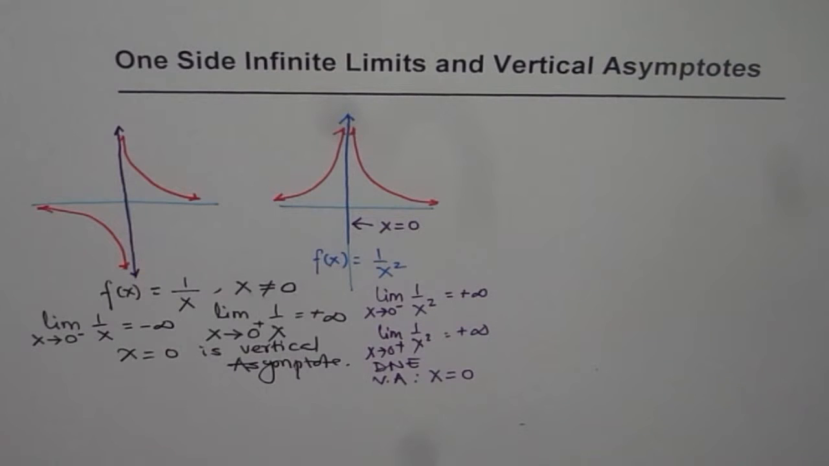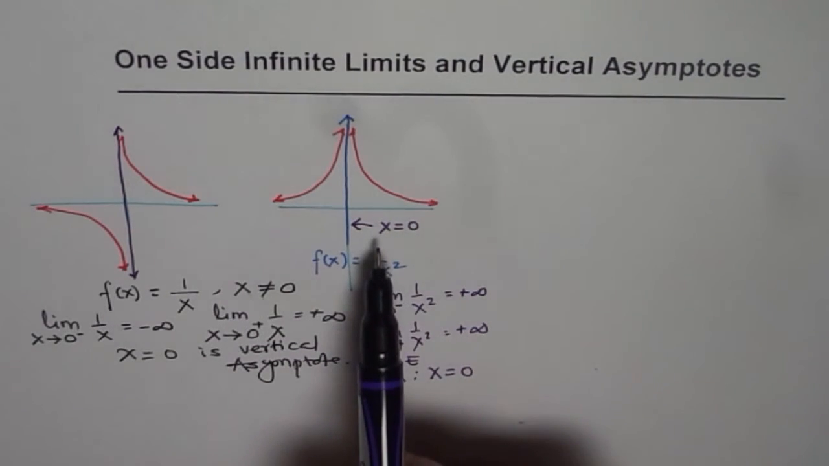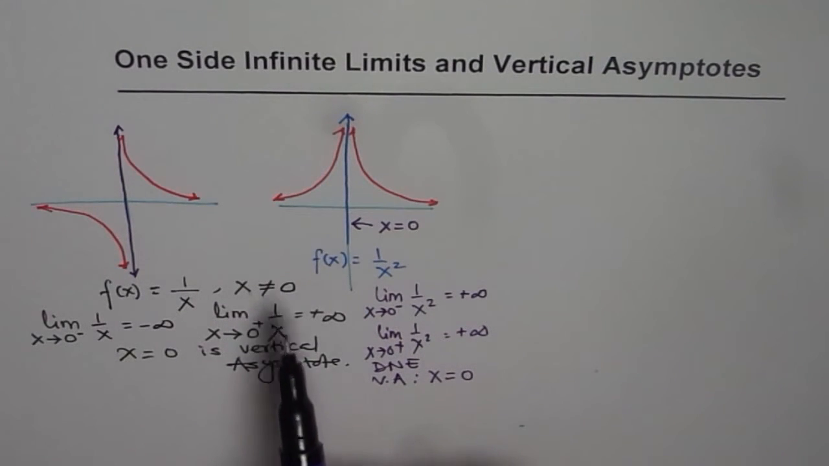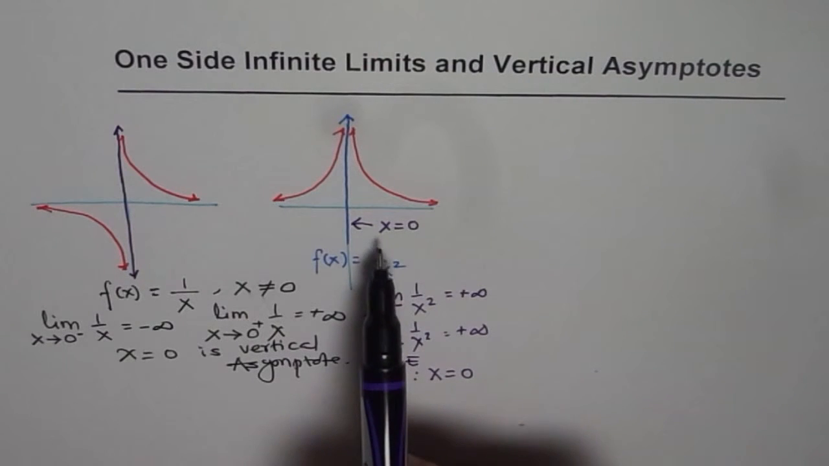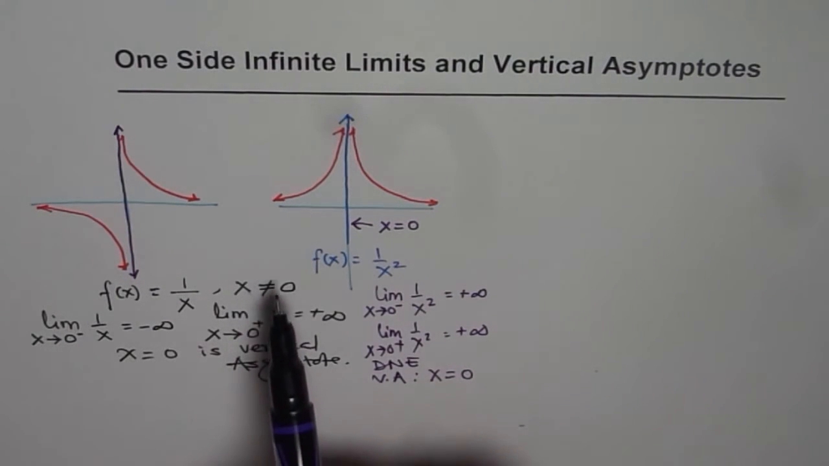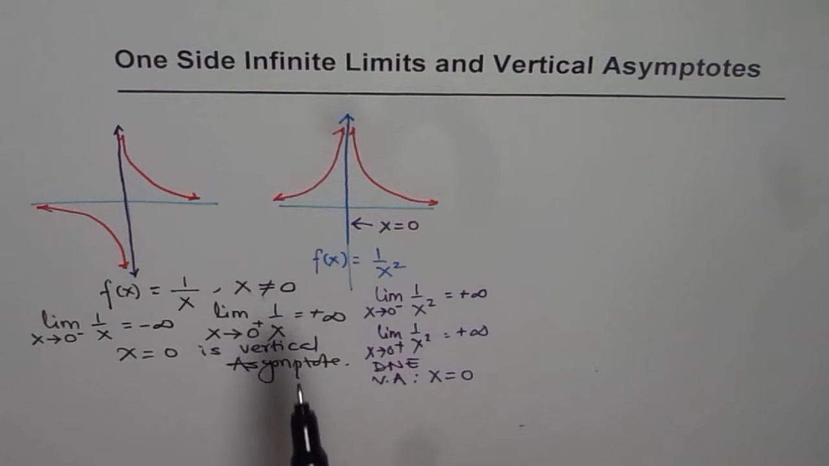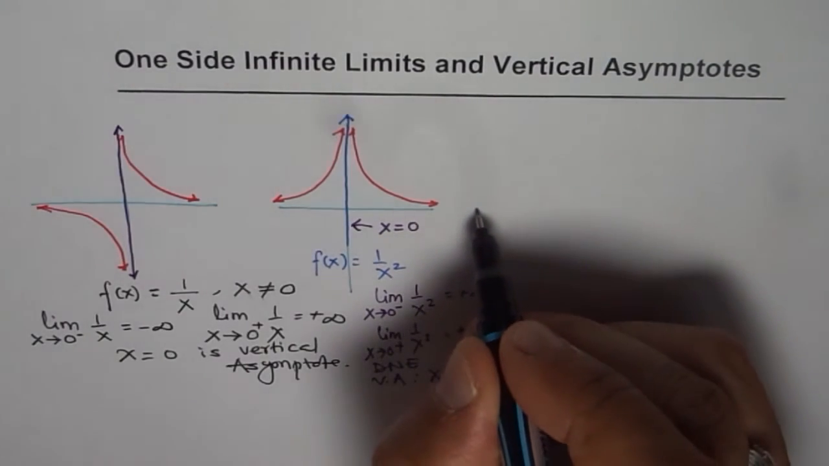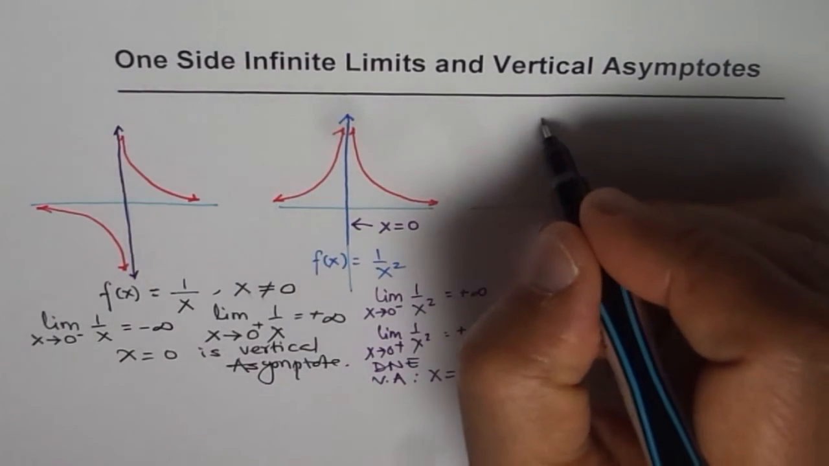Now, if on approaching a point, the function approaches infinity, we say that the line x equals that point, that x value, forms a vertical asymptote. So in these two cases, x equals 0 is a vertical asymptote to our function, since as x approaches 0 from the left side or the right side, the function approaches infinity.